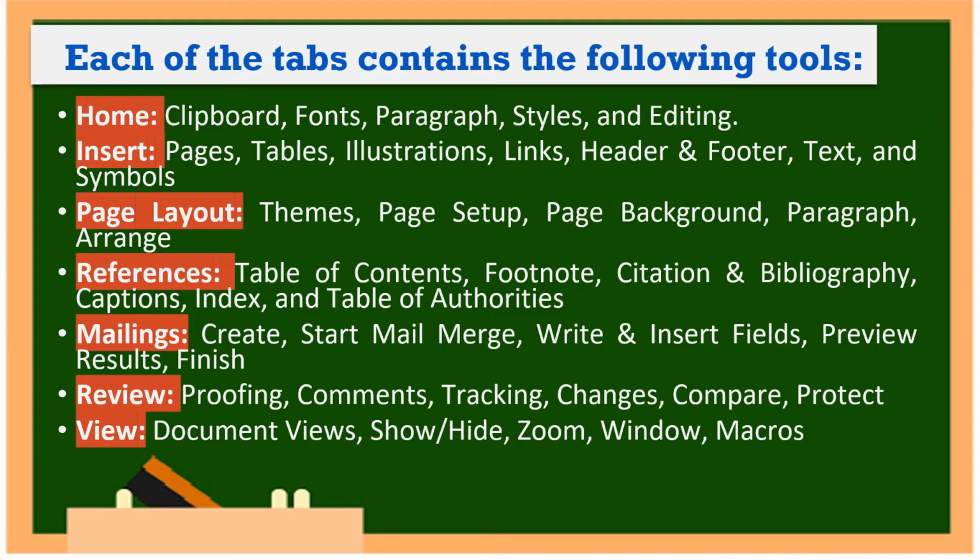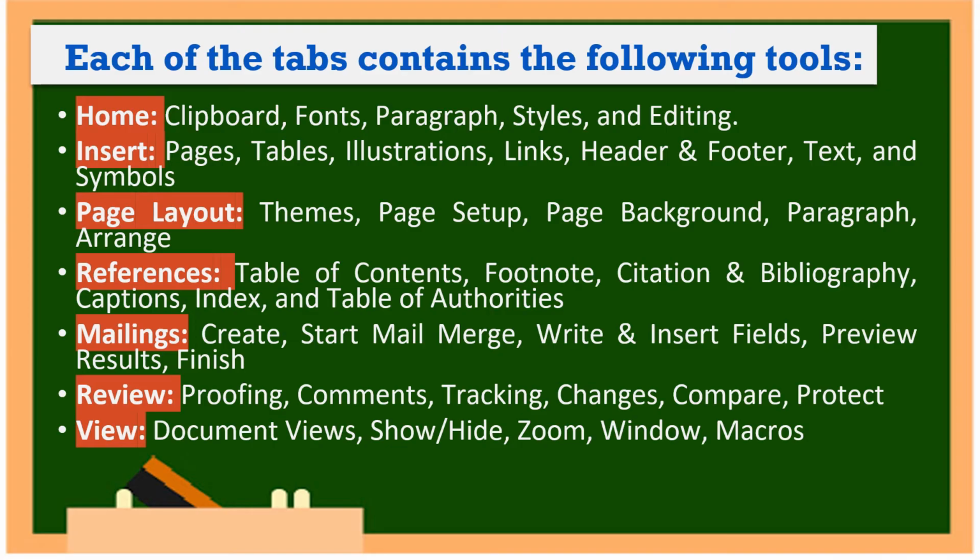Then for the Mailings tab: create, start mail merge, write and insert fields, preview results, finish. And for the Review tab, we can find here the proofing, comments, tracking, changes, compare, protect. And for the View tab, we can find here the different view commands. We have the document views, show or hide, zoom, window, and the macros.